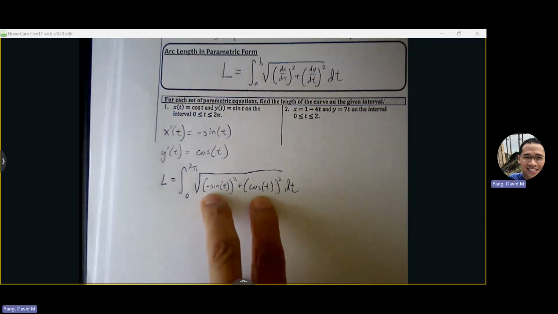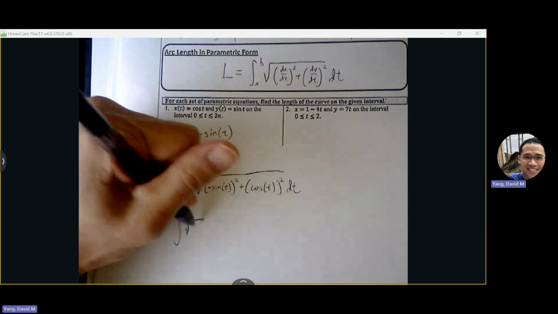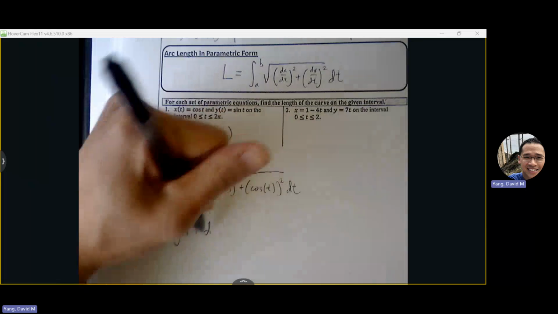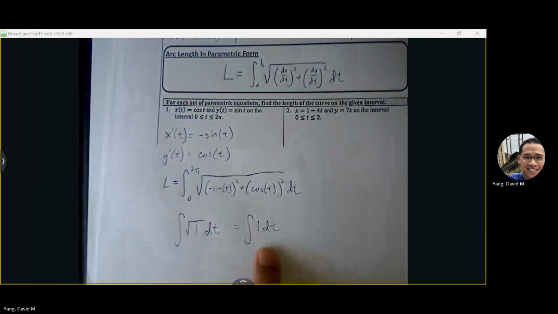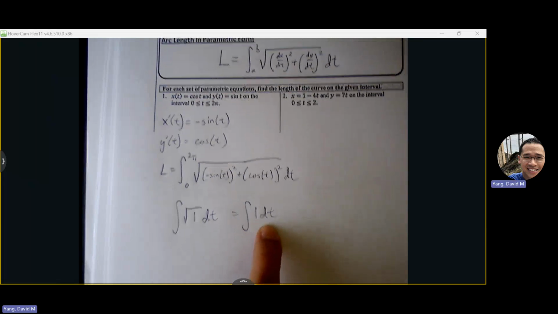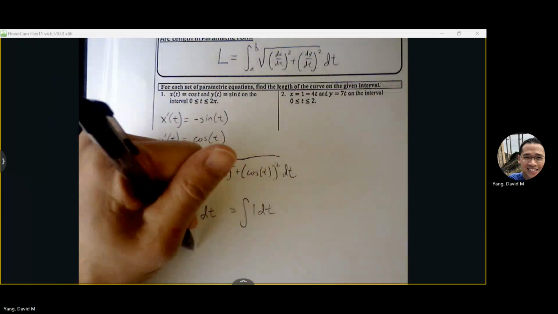What do you know about sine squared plus cosine squared? It's 1. So really, I'm just left with integral of square root of 1, which is just 1. Power rule, 1 becomes what? t.